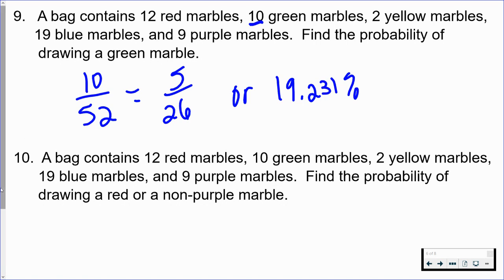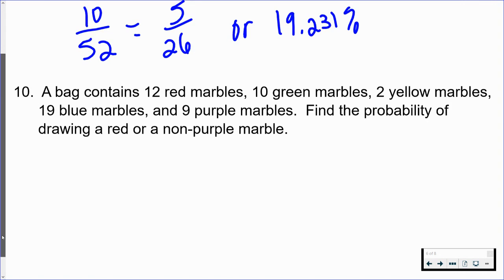Number 10, we notice we have the same exact situation here. We have the same number of marbles in a bag: 12 red, 10 green, 2 yellow, 19 blue, and 9 purple. Find the probability of drawing a red or a non-purple. So here's where we need to think. This is an OR equation. Are these mutually exclusive? Can you have a red marble that is also non-purple? Well, yes, you can. All red marbles are non-purple marbles, right?